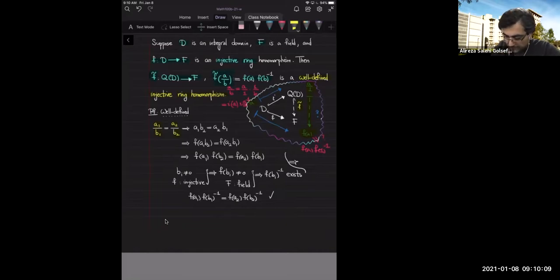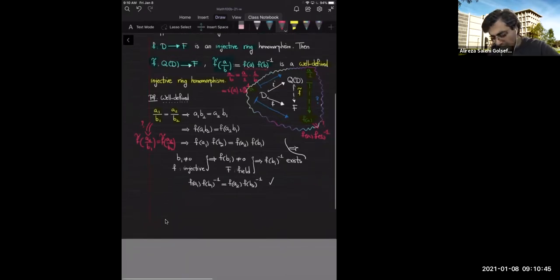So we need to show why F tilde of this guy is the same as F tilde of the second one. After all, they are the same fractions, and F tilde is supposed to be a function on fractions. So I need to have the same value inside the field capital F. But the way that we define them, it depends on the choice of the numerator and denominator a priori. And I have to say that it is actually independent of that choice.